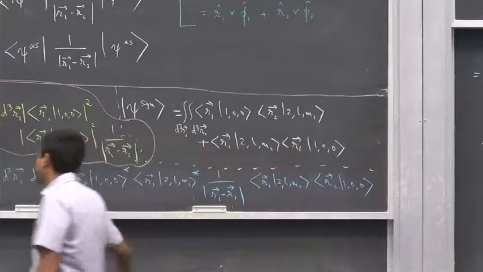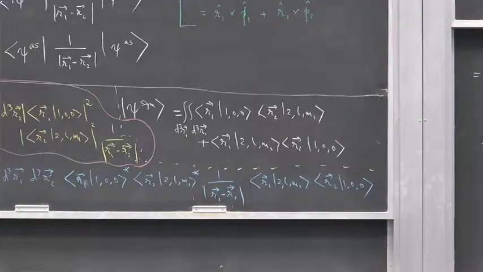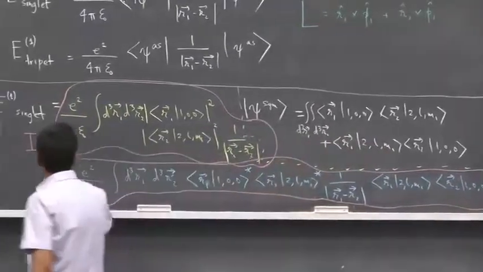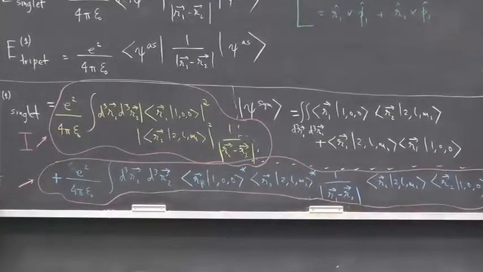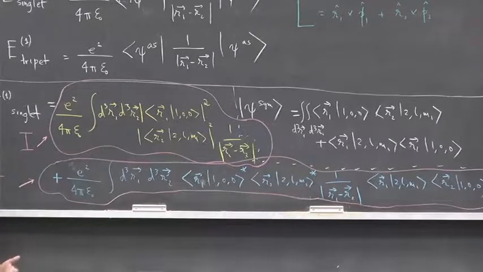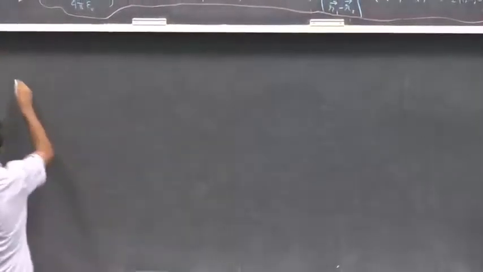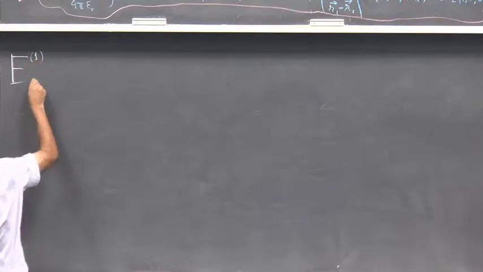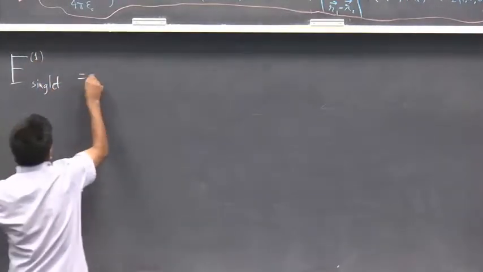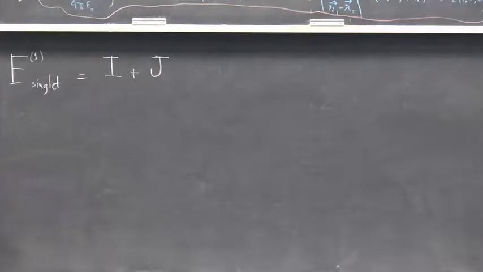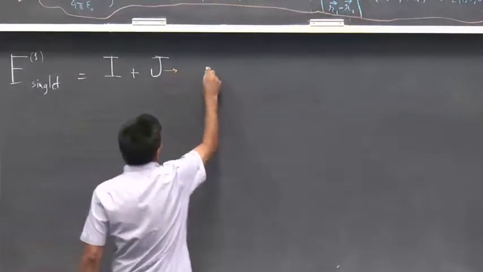People label it differently, J, K. I prefer calling this J. This term is J. And it's called the exchange integral term or overlap integral term. It cannot be described classically, at least no one can possibly. It's a purely quantum mechanical phenomenon. So the first order correction to the singlet state energy is I plus J. And this is the exchange integral.